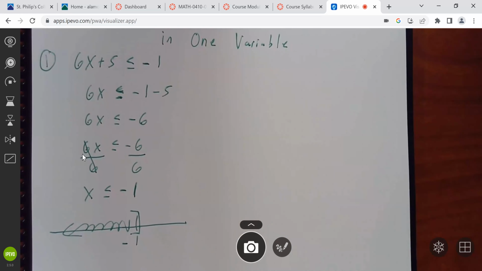Interval notation. Never put a bracket on infinity or -infinity. It is a concept, not a number. Brackets are for numbers. Okay.